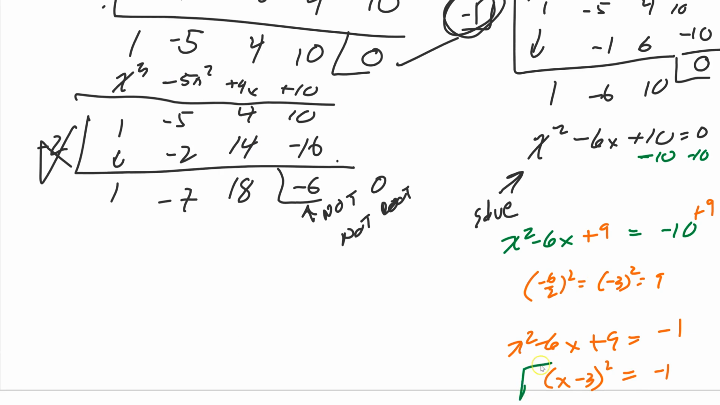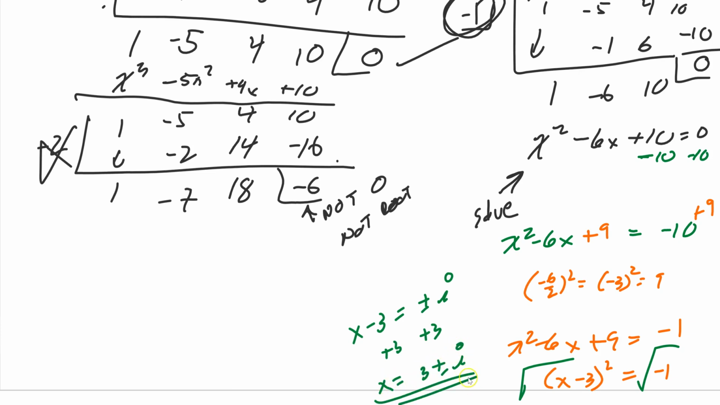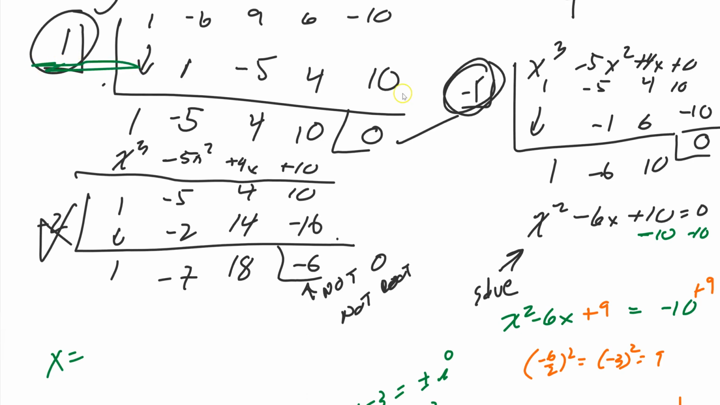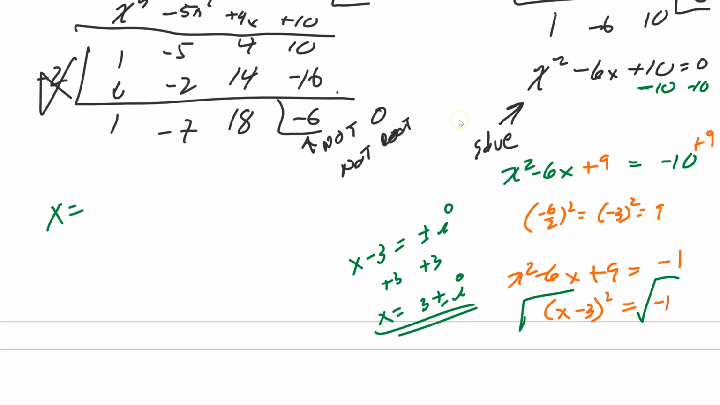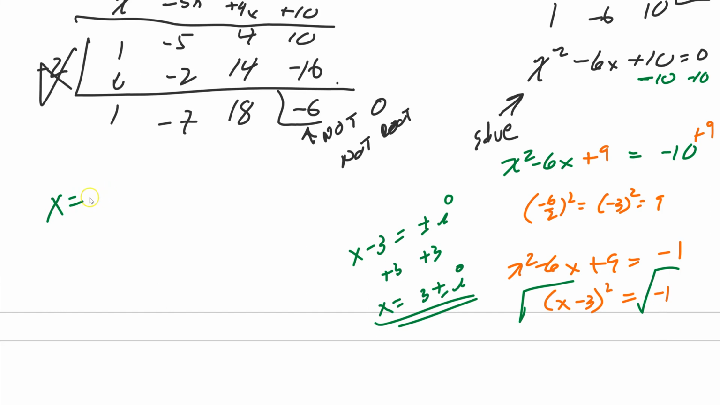Take the square root of both sides. Square root of negative 1, that's i. So I'm going to get x minus 3 equals plus and minus i. Add 3 to both sides. x equals 3 plus and minus i. So there's my last 2 roots. All my 4 roots: 1 was the first one I found, then negative 1, and now 3 plus minus i. So 1, negative 1, 3 plus and minus i. All 4 roots.